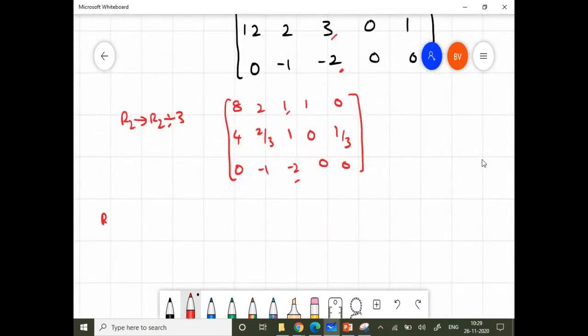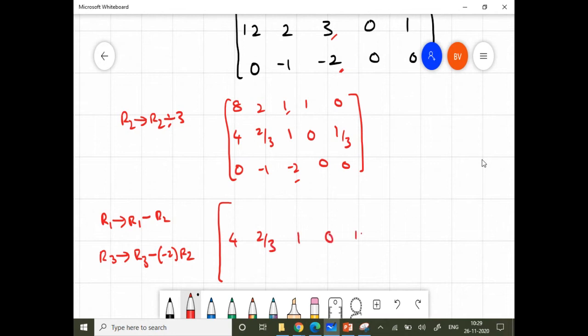What's the formula? R1 is R1 minus R2, because the number is 1 here. Just subtract them. R3 is R3 minus, again, a minus 2 is here, minus 2. Use R2. R2 is the row that will not be changed. So I'm writing the row first, R2, which has no change: 4, 2 over 3, 1, 0, 1 over 3.